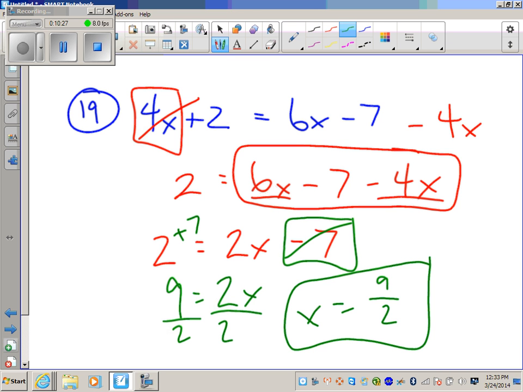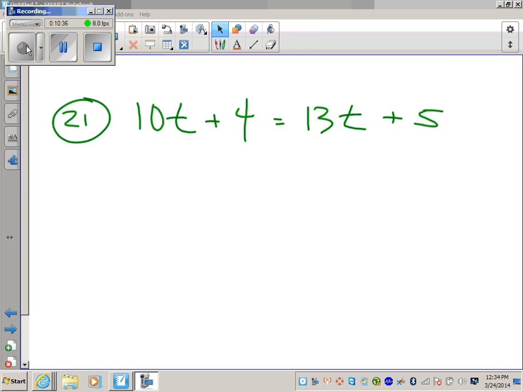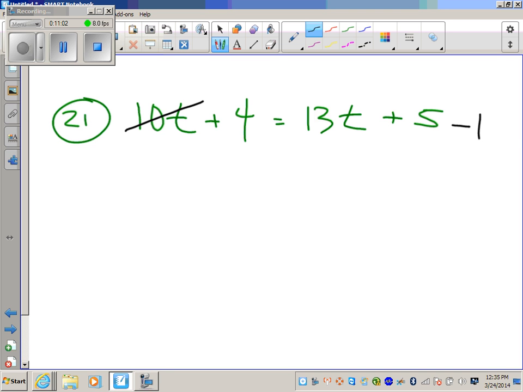Let's try one of those. Let's try number 21. All right, where do we move first? Anyone have any suggestions? Yeah. Why would we want to move the 10t and not the 13? You could move either. What's the benefit of moving the 10 and not the 13? It's smaller, and I would avoid working with, right. So good. So let's get rid of the 10t over here.